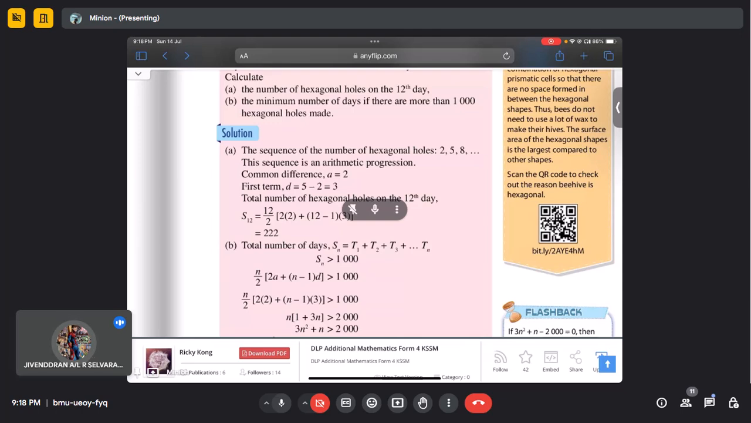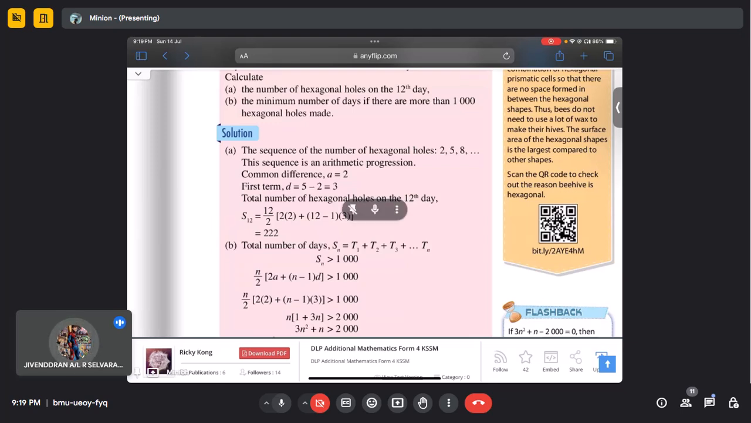Okay, so the common difference is... I think they made a mistake in the textbook. Suppose the first term a equals 2 and common difference d equals 5 minus 2 equals 3.